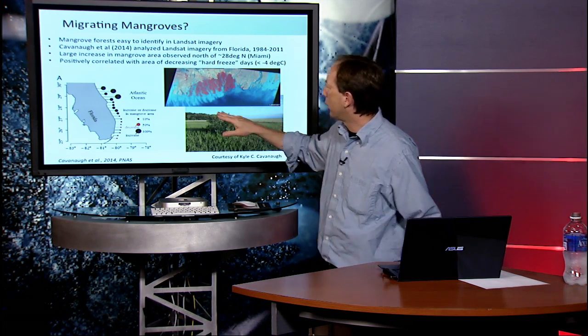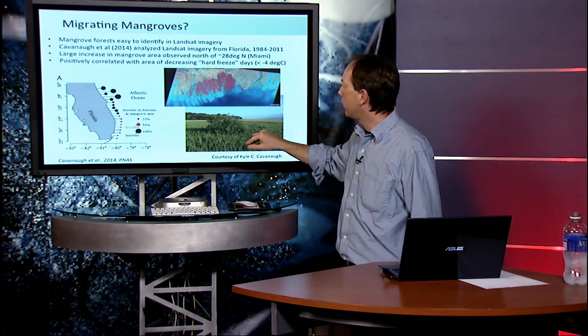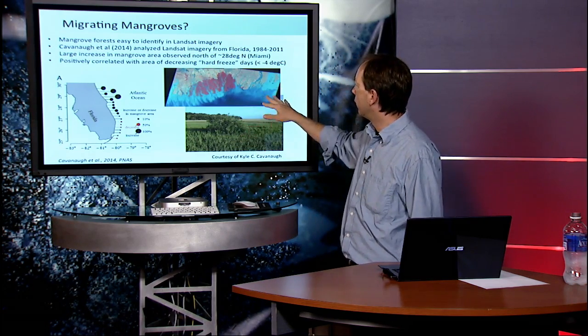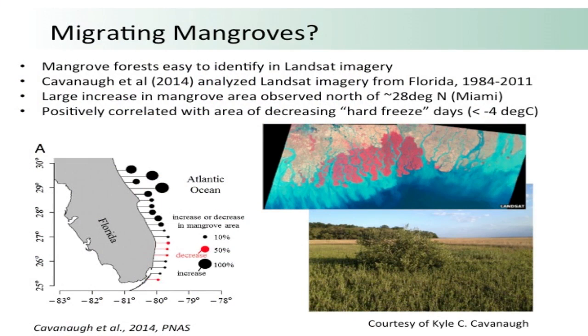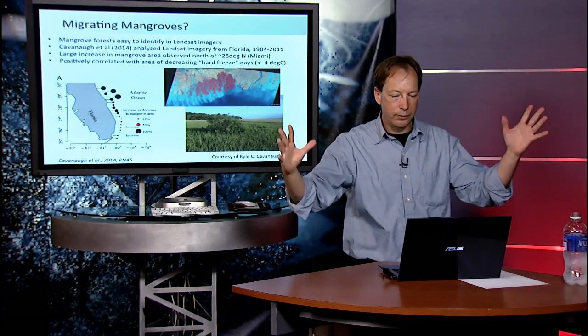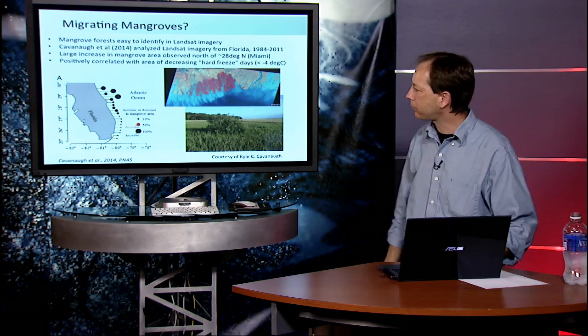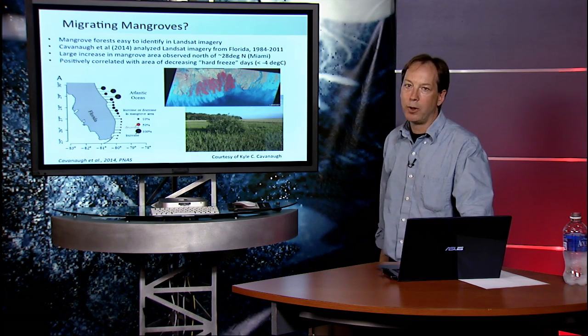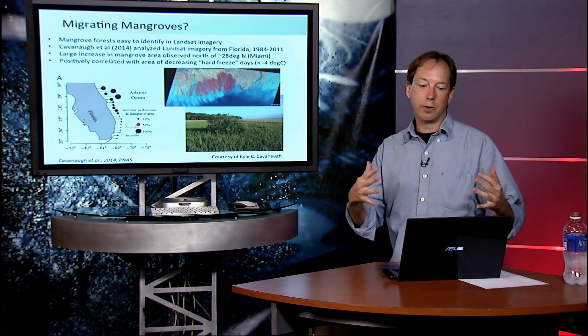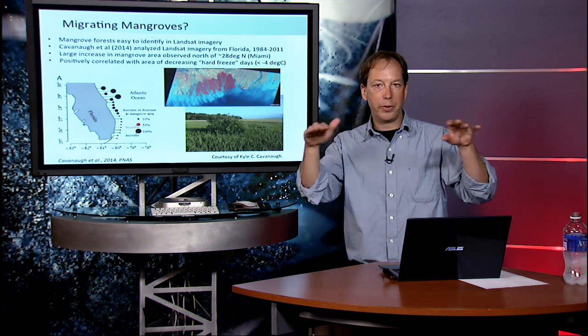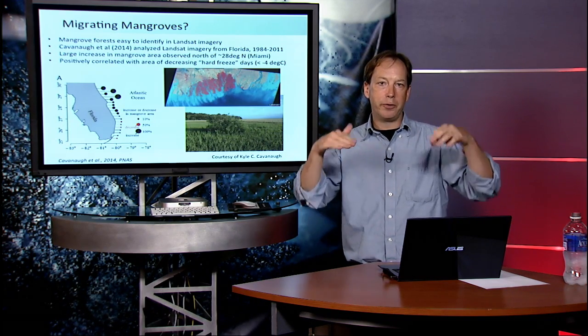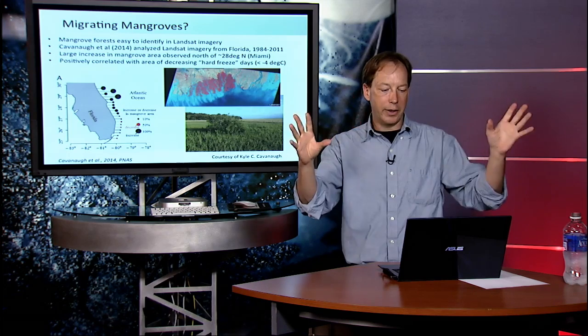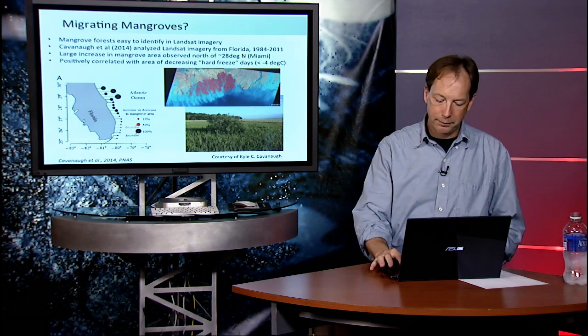And this actually correlates with an area where there's a decreasing probability of hard freeze. So that's nights where it gets below -4 degrees C. And so as the climate warms and that zone of hard freeze kind of migrates to the north, suddenly the mangroves seem to take off. So that's an interesting example also of a nonlinear response. Like there's a threshold in temperature, not much happens until you cross that threshold, and then suddenly in that area you see a big response.